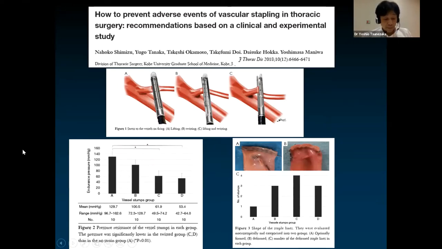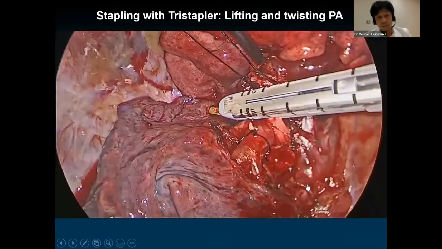In the left figure, the pressure was significantly lower in the twisting group than in the no strain group. In the right figure, regarding the shape of the stumps, staple line deformation tended to occur under stressful conditions. In conclusion, the author said that stress on pulmonary vessels such as twisting and lifting decreases the stump's durability.